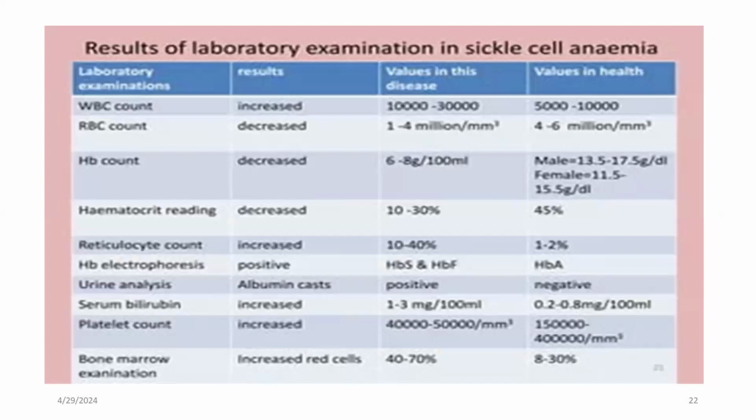These are the laboratory findings that we will have. WBC count will be increased. RBC count will be decreased, hemoglobin will be decreased, hematocrit reading will be decreased, reticulocytes will be increased. When we do electrophoresis, it will be positive, and there will be albumin casts. Serum bilirubin will be increased, of course, which is why we have yellow discoloration. Platelet count is increased, and bone marrow examination will show increased red cells.